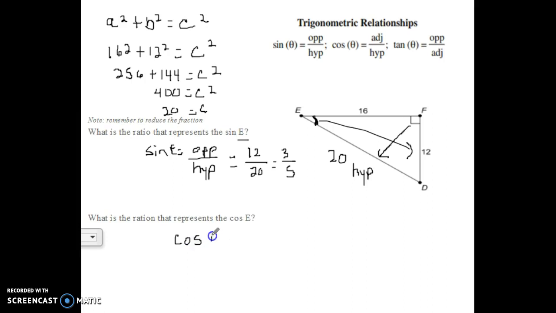Now it's pretty easy to find the cosine of e. Cosine of e is going to be the adjacent side over the hypotenuse. So same denominator. But this time the adjacent side is right here, right? 16. So 16 over, same denominator, hypotenuse doesn't change, 20. So 16 over 20. And now 4 will go into 16 4 times. 4 will go into 20 5 times. So our reduced fraction is 4/5.